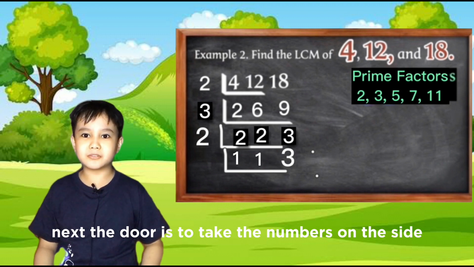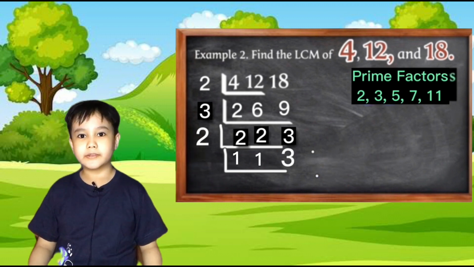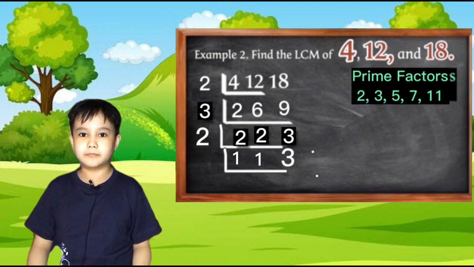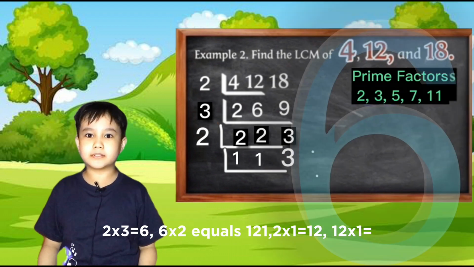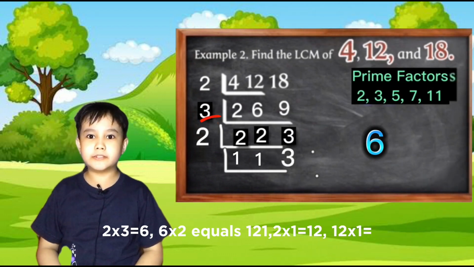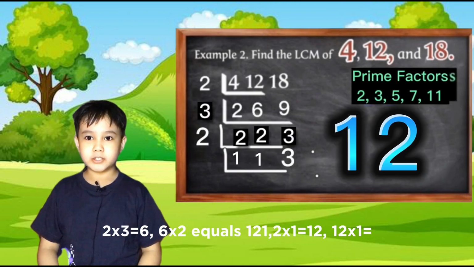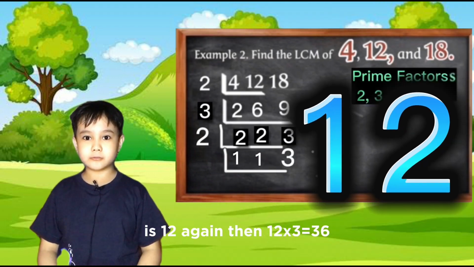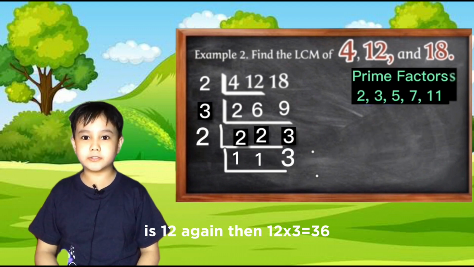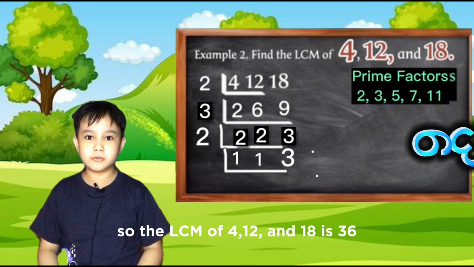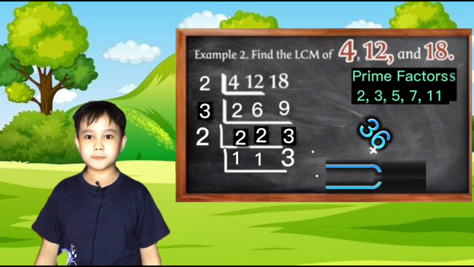Next to do is to take the numbers on the side, as well as the numbers below, and we will multiply them. 2 times 3 equals 6. 6 times 2 equals 12. 12 times 1 equals 12. 12 times 1 is 12 again. Then, 12 times 3 is 36. So, the LCM of 4, 12, and 18 is 36.